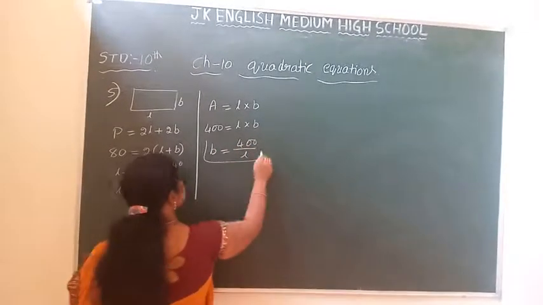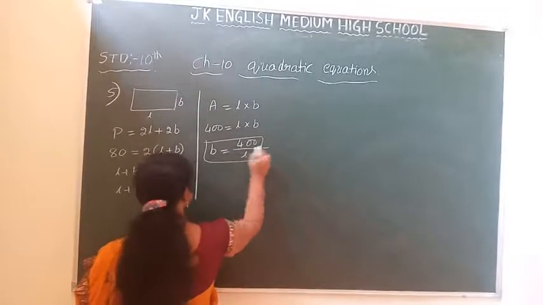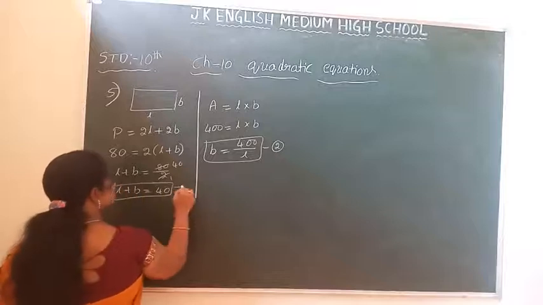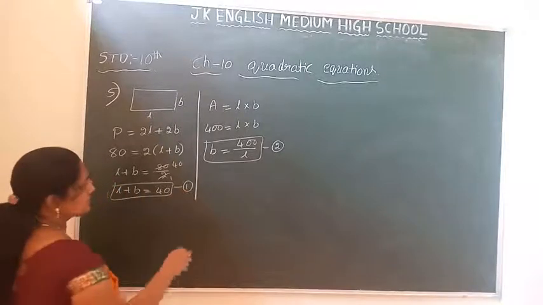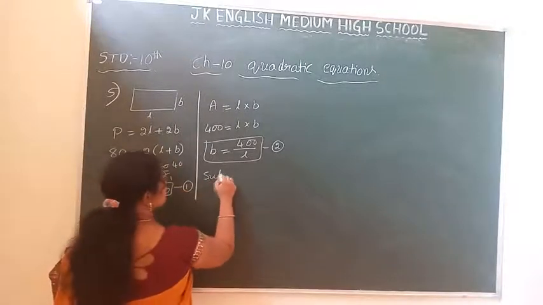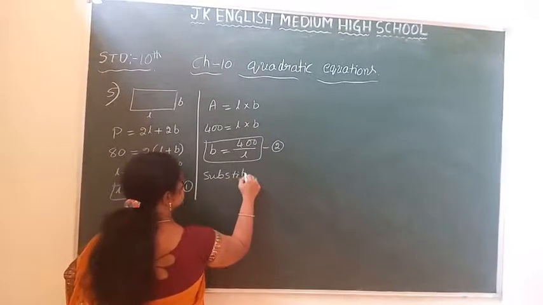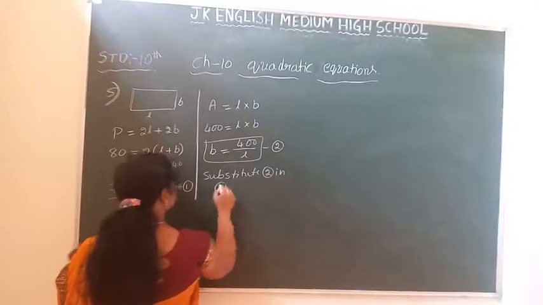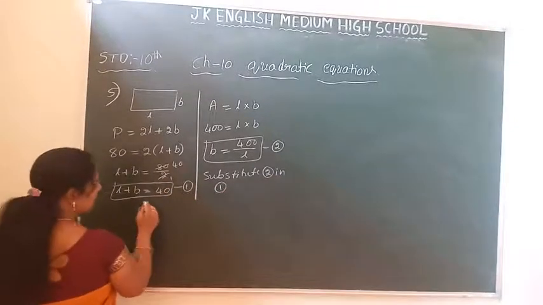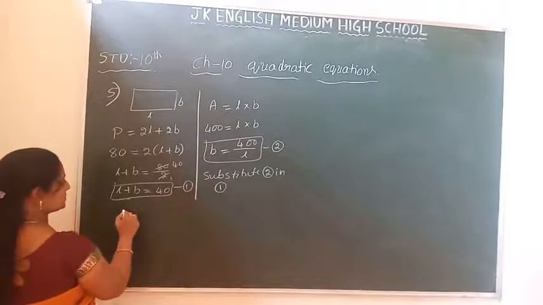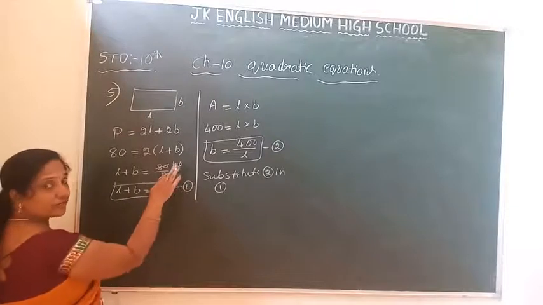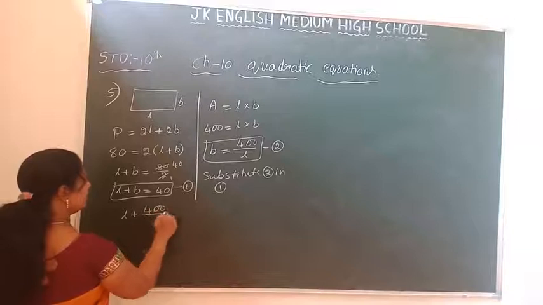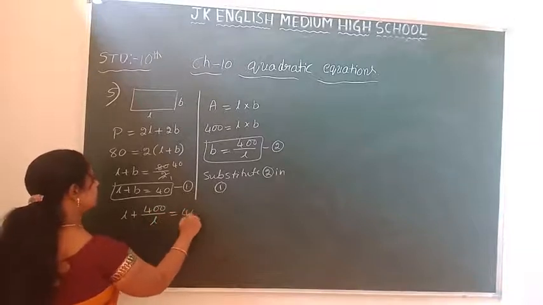So call this equation number 2 and substitute it in equation 1. Now call this equation number 1. Substitute 2 in 1. Then I am going to get: if I substitute 400 divided by L in place of B, L plus 400 divided by L is equal to 40.